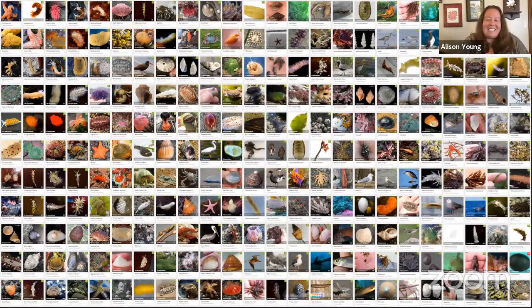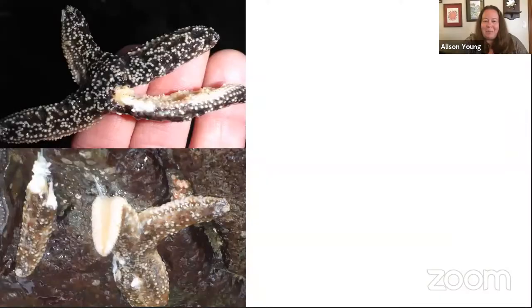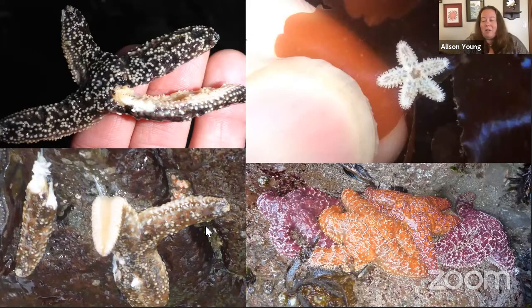So you can move on to the next slide. So one of the things we were able to document was sea star wasting disease. That was definitely something we were able to see out there.